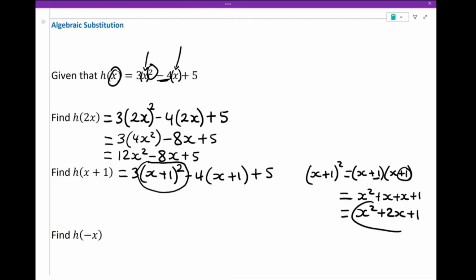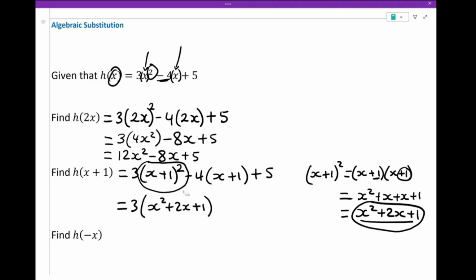So what I can now do is substitute that into my expression for h of x plus 1. I would get 3 lots of, and I'm going to replace the circled part with what I have found over here. So I'd open bracket because it's multiple terms, and we've got x squared plus 2x plus 1, like that.